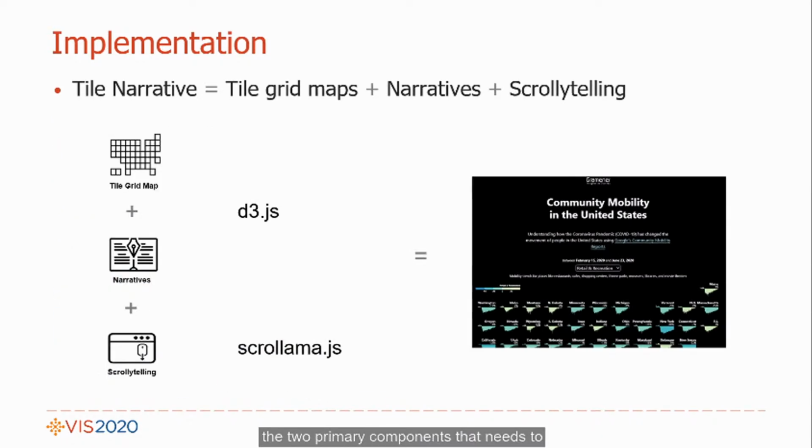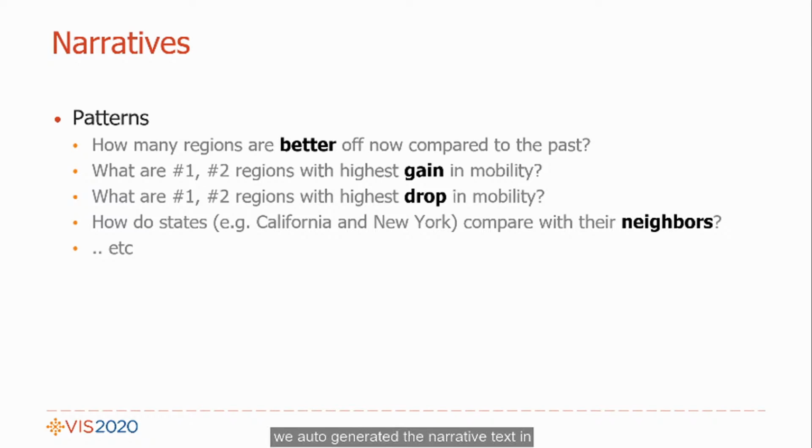The two primary components that need to be built are charts and scroll events. I have used D3JS for charts and Scrollama for storytelling. You could implement the same with other libraries as well. Now, we auto-generated the narrative text in this example.